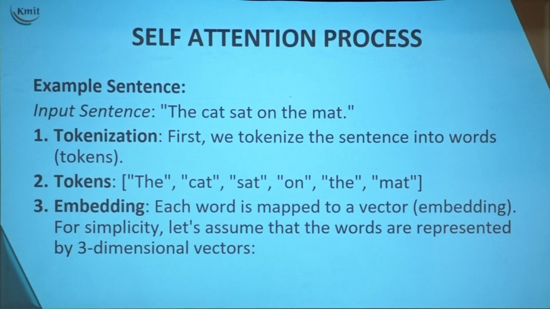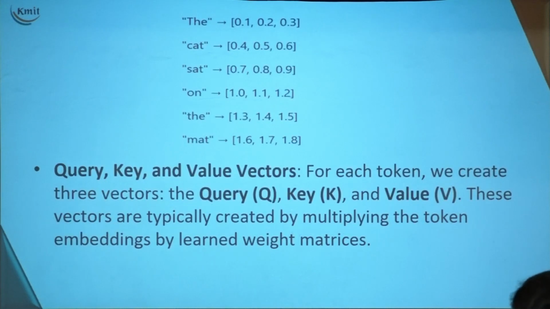Example guys. The cat sat on the mat. First tokenized. The cat sat on the mat. So suppose you have tokenized it. Next is you have to embed it. You have to create embedded vectors. Example here I have taken length as 3 and I have chosen some random embedded vectors for this token.